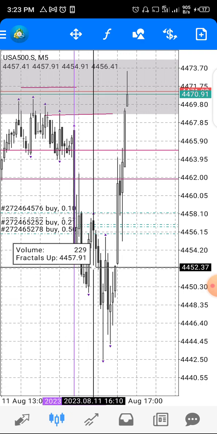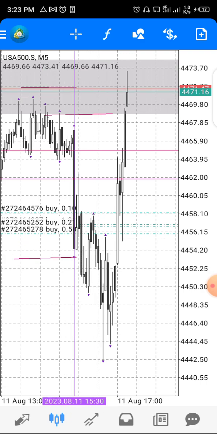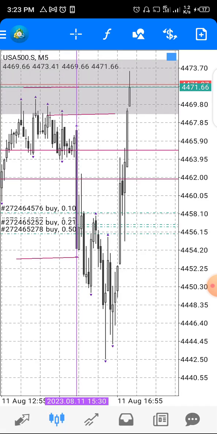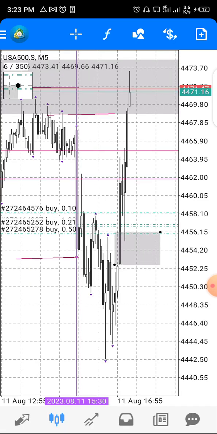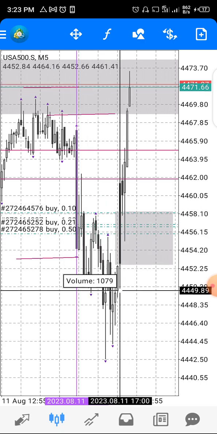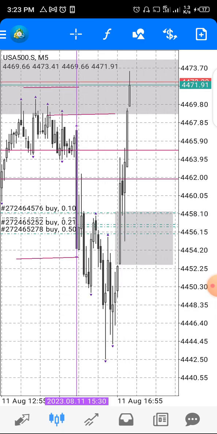Oh, beautiful setup. After it formed, all we have to do is wait for it to touch the fair value gap. And after it touched the fair value gap, look at this highlighted area, it came to touch the down close candle before an upward displacement. That's an order block. So everything we need to consider for a trade without anxiety is there.